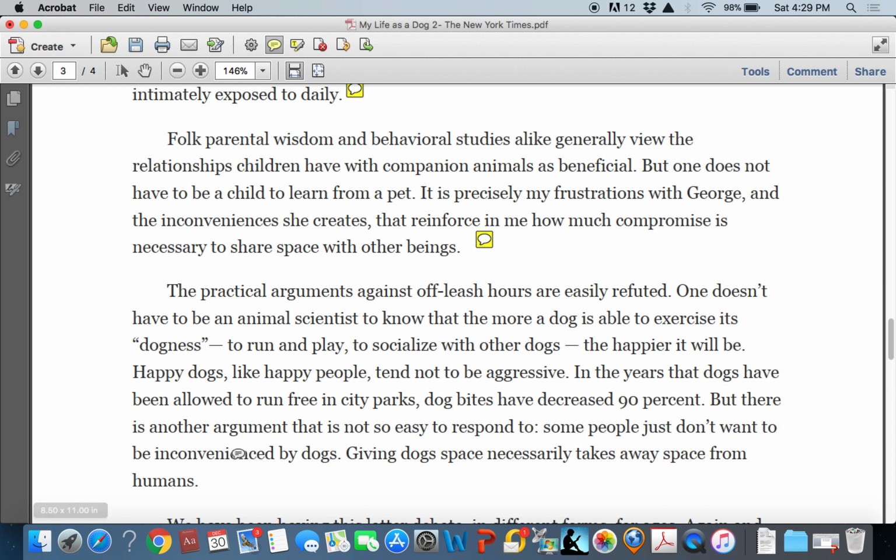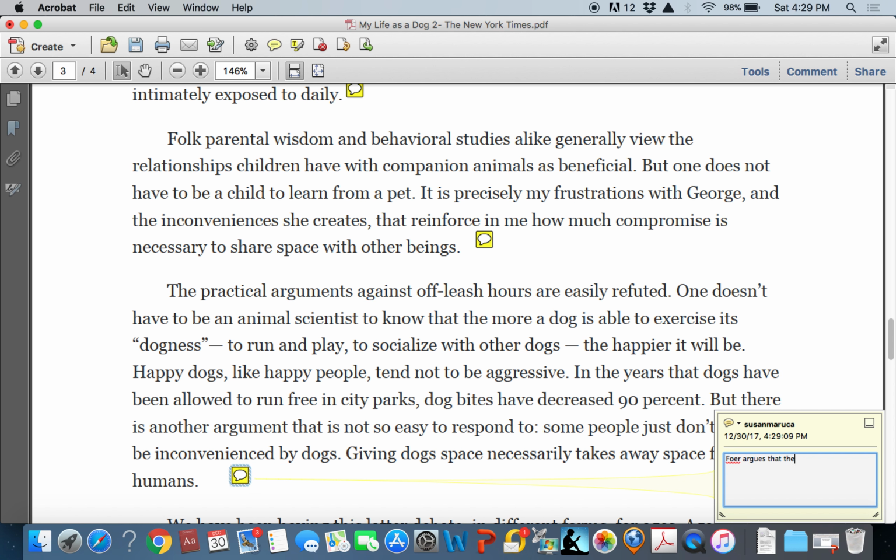So here, he argues that the need for off-leash hours is clear in that it benefits dogs and makes dogs happier and less aggressive.